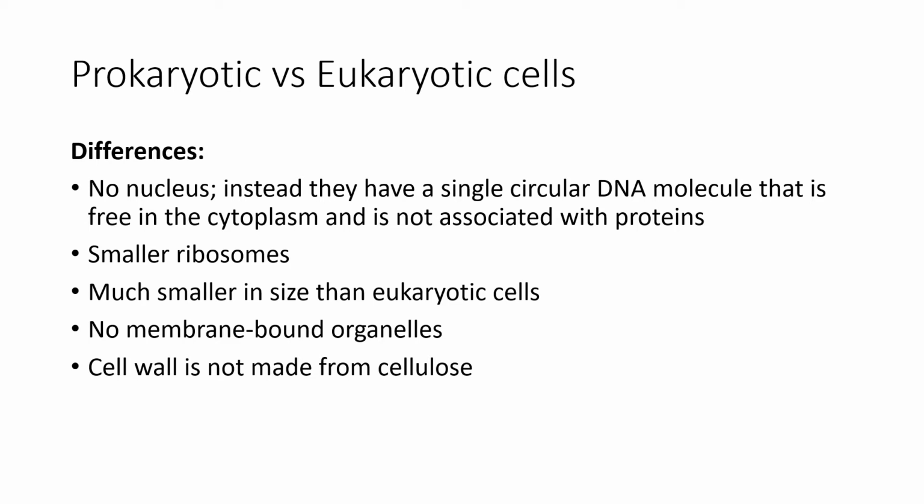Prokaryotic cells are much smaller than eukaryotic cells. Both prokaryotic bacteria cells and plant cells from the eukaryotes, remember, not animal cells, but plant cells, have a cell wall, but the cell wall in a plant cell is made from cellulose. In a prokaryotic cell, it is not made from cellulose.